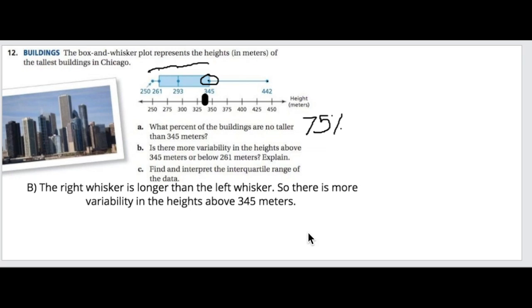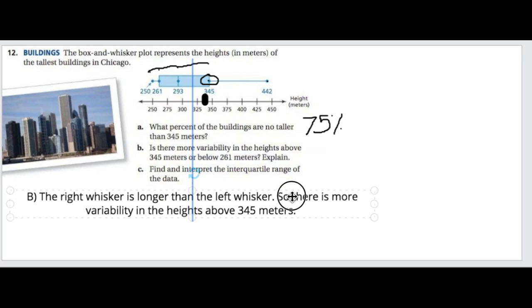Really, this variability word, there's a larger range. Variability is talking about where's the range of all your data. Well, here they're going to be a lot more spread out. There's a lot more variety. Variability is talking about variety. Here, from 250 to 261, that's low variability. That is not very much at all. So you could say something like that for B.